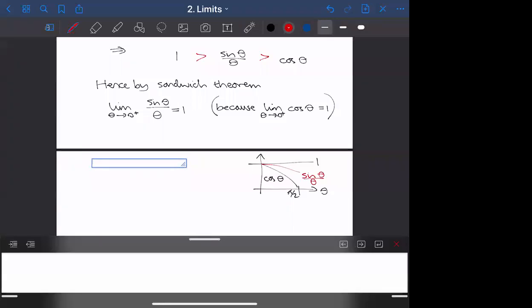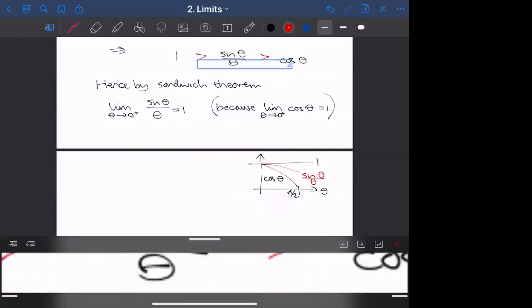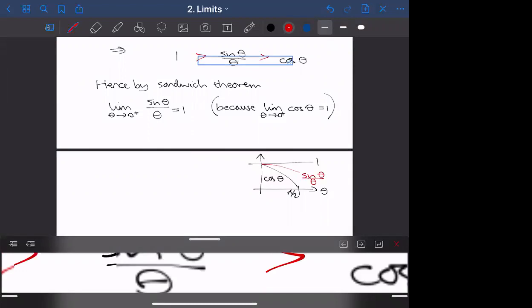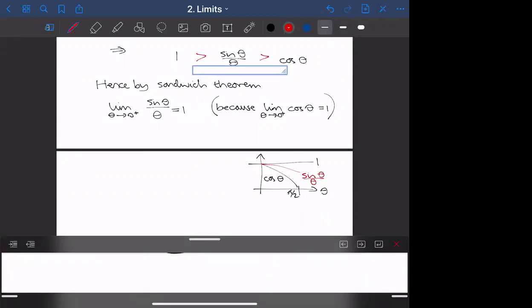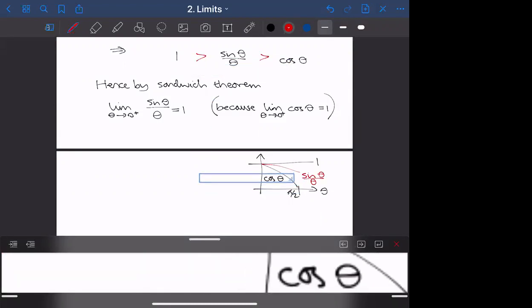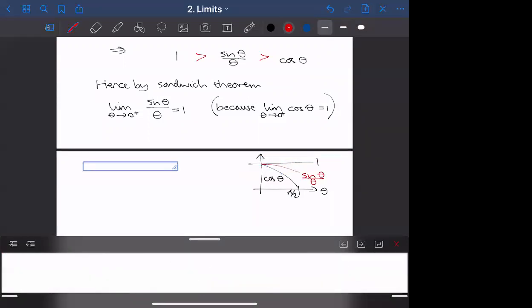Okay, so I just drew a picture of the sandwich here. So the function sine theta over theta for positive theta is sandwiched between cos theta and 1. Okay, but in our construction, we wanted our angle theta to be positive. That's the picture we drew.